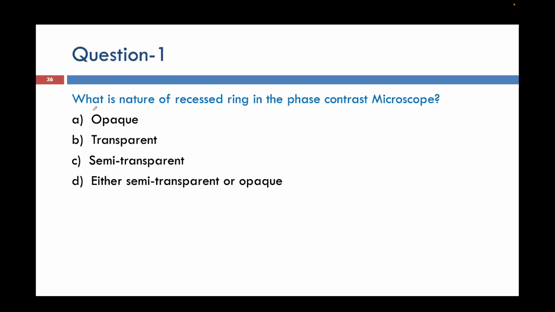So the first question is, what is the nature of the recessed ring in the phase contrast microscope? The options are opaque, transparent, semi-transparent, and either semi-transparent or opaque. Can anyone tell me the answer to that?